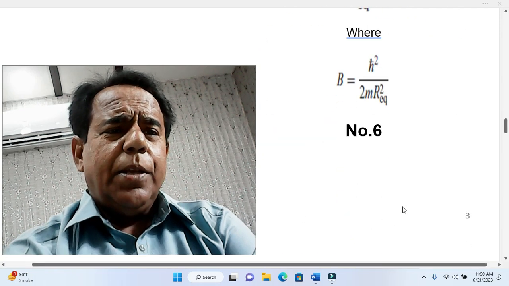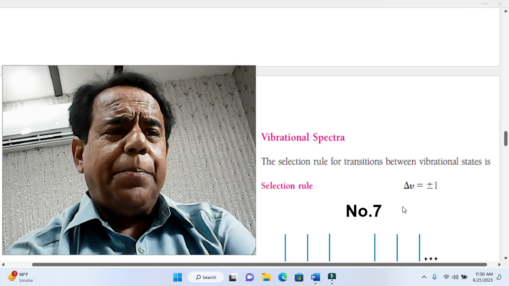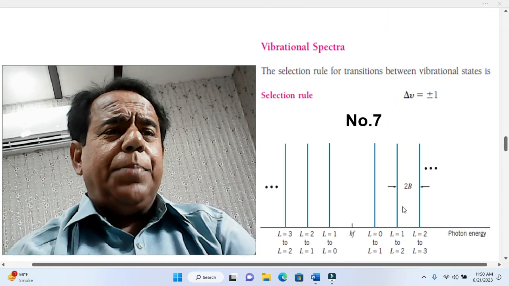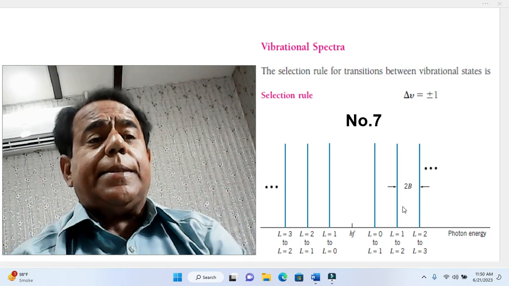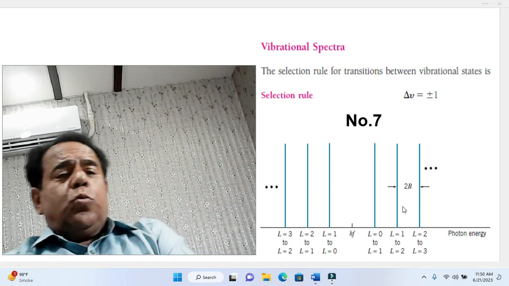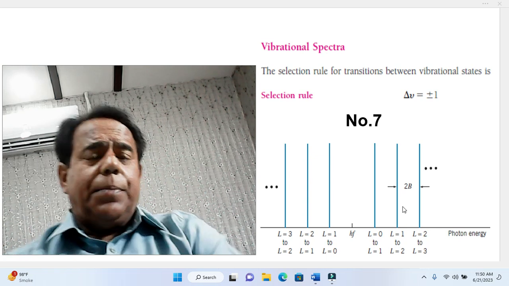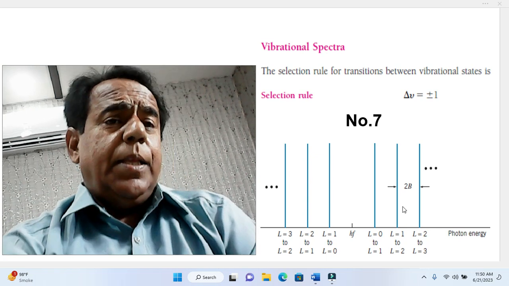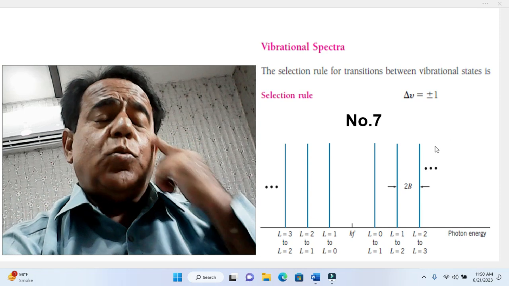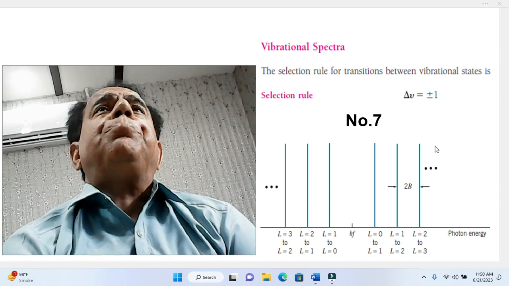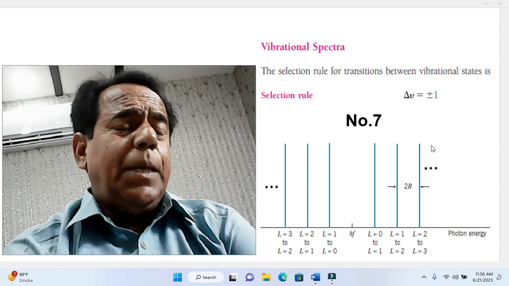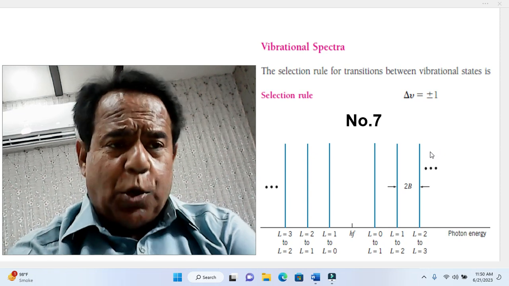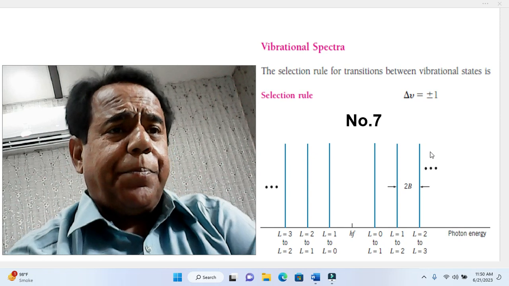Okay, now helping tool number 6. Vibrational spectra. The selection rule for transition between vibrational states is delta V is equal to plus minus 1. This is actually about spacing. Okay, the last part of this problem deals with spacing.